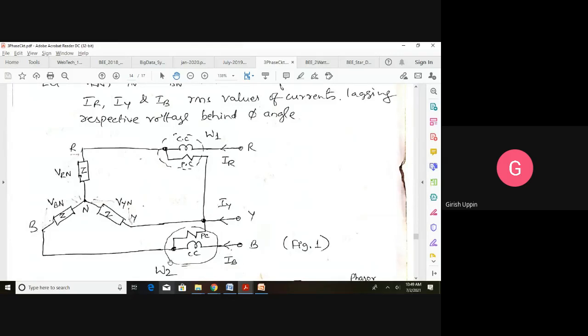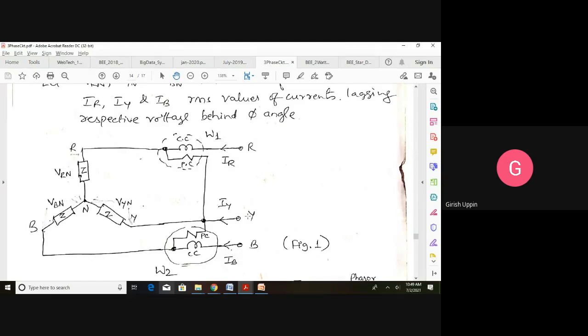Similarly, you can see wattmeter 2 is connected in the B phase. One is in the R phase and one is in the B phase, and the join is made on the Y phase. You can see this is the current coil. What current will flow in this wattmeter 2? IB will flow. And what is the voltage across this wattmeter, between this node and this node? What are those nodes? B and Y. What is the voltage applied to this wattmeter?